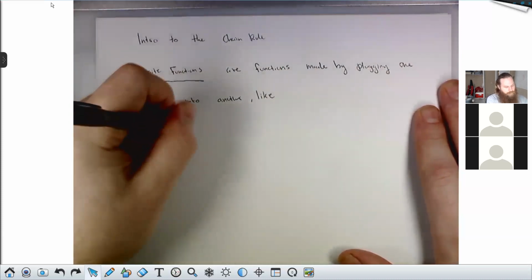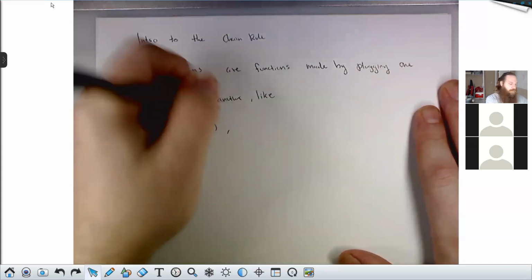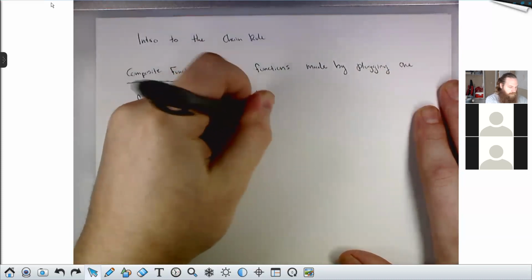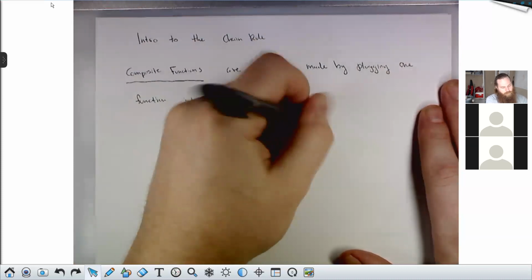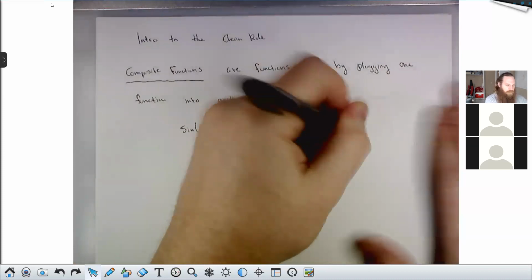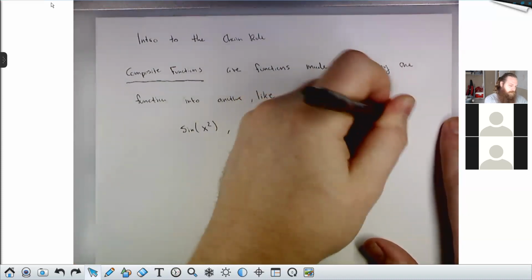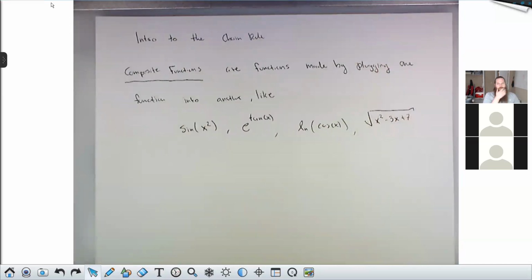For example, the sine of x squared, or e to the tangent x, or the natural log of cos x. You get the idea, the square root of x squared minus 3x plus 7. This sort of stuff. They have an inner function and an outer function.